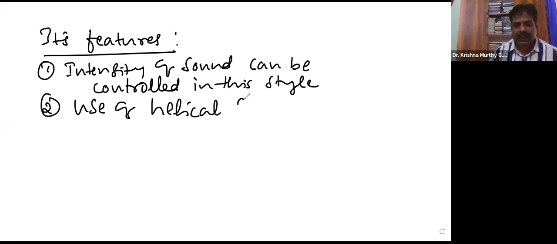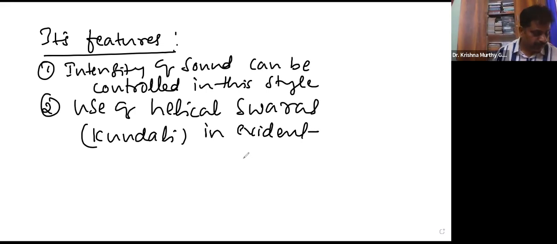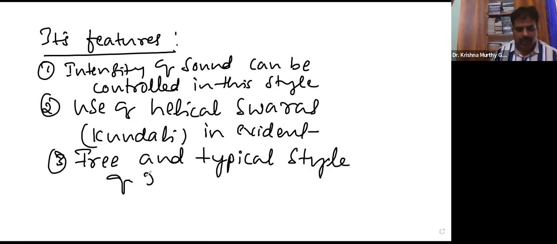Helical swaras, or kundali. So it is evident, free and typical in the style of ragas.